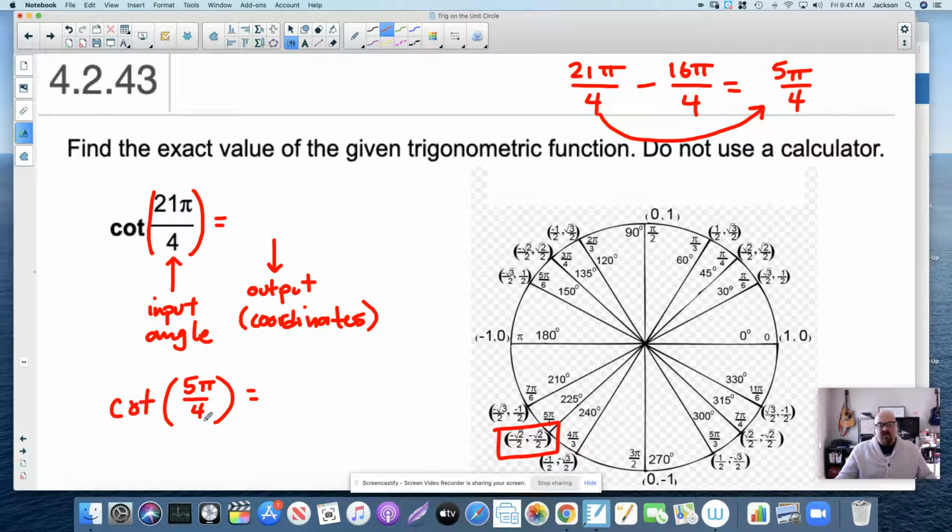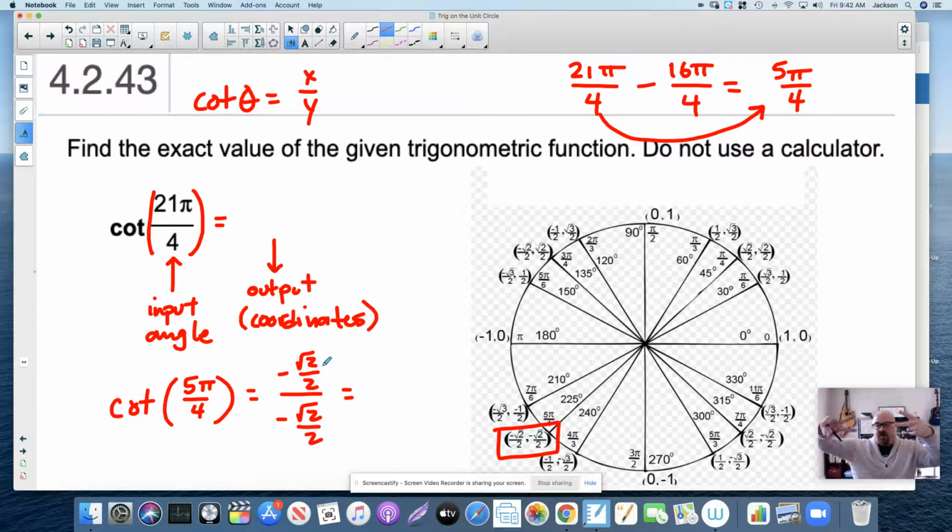The cotangent of 5 pi over 4, if you recall, cotangent of theta is x over y because tangent is y over x, right? So we take the x coordinate, which is negative radical 2 over 2, and the y coordinate, which is negative radical 2 over 2, and rather than taking that second fraction out and multiplying and doing all that, just recognize that it's the exact same value in the top and bottom of this big fraction. So because this is the same as this, the overall value of this cotangent is 1.